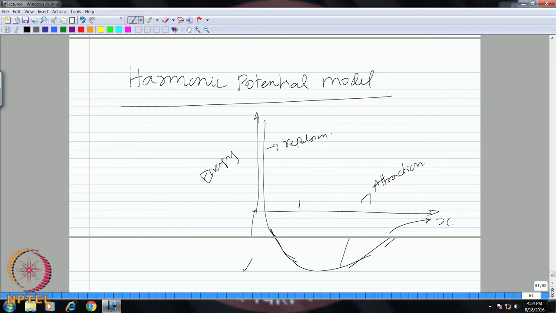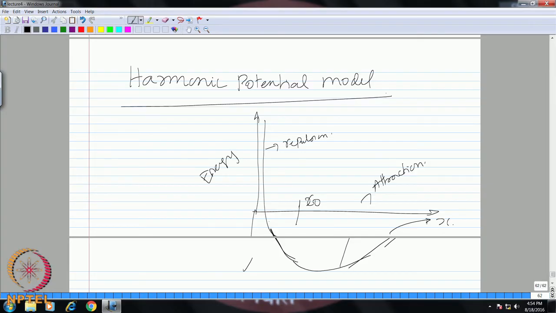a parabolic variation of this potential with x. So, that means about some position x naught, this is your equilibrium separation between the atoms. Less than that there is going to be repulsion, more than this it is going to be an attraction. A very simple model which describes this in a parabolic fashion, and if you plot this harmonic potential on top of the actual potential, this is how it will look. This is your harmonic potential, just a parabola about the mean or equilibrium position x naught.